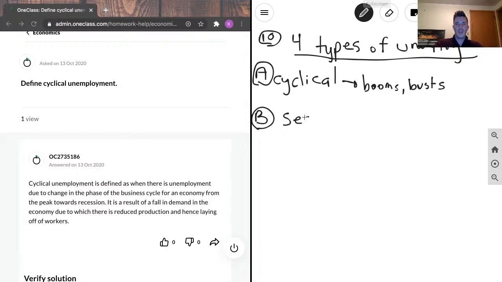We've got seasonal. And seasonal is how it sounds. Unemployment due to seasonal reasons. You can think somebody that works as a snowplow driver only has a job half the year because they're not working in the summer, or maybe a farmer whose crops can only grow in the winter. So seasonal, say due to, it's just from seasonal industries.